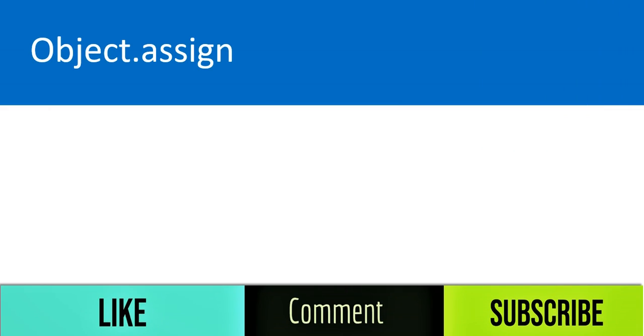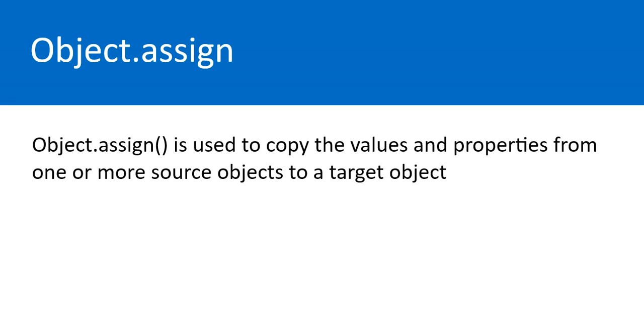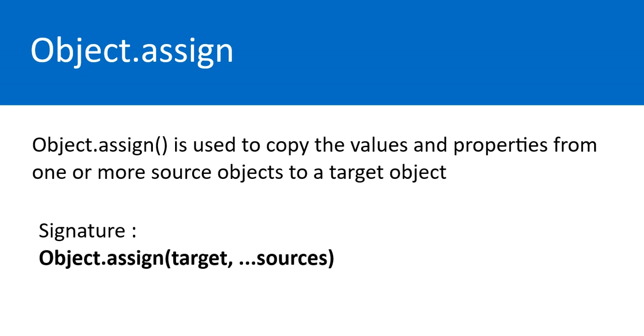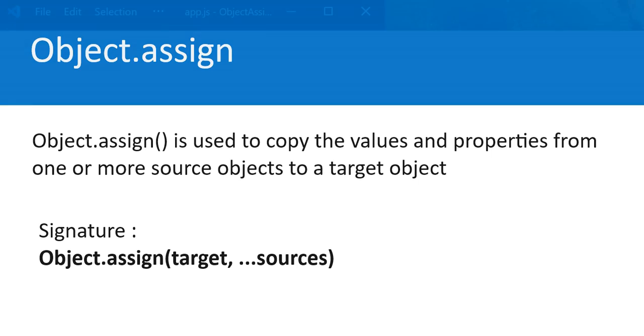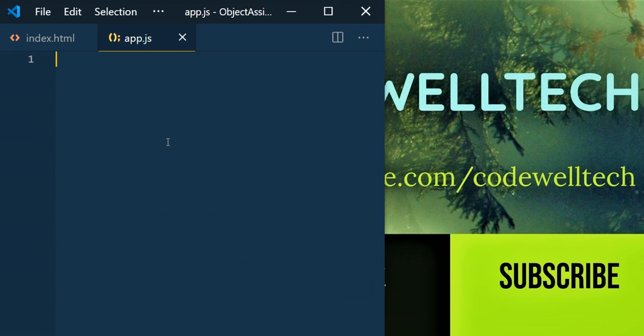Hello everyone. In this video, we discuss Object.assign in JavaScript. So what is Object.assign? The Object.assign method is used to copy the values and properties from one or more source objects to a target object. Let us see what it means in action.